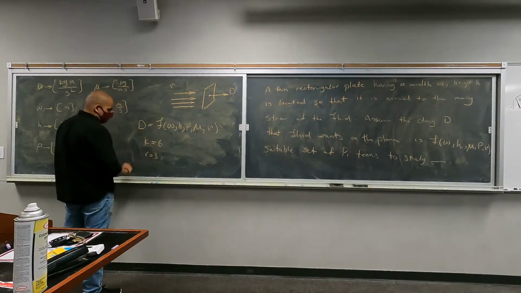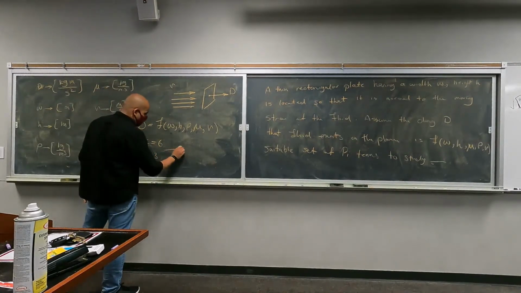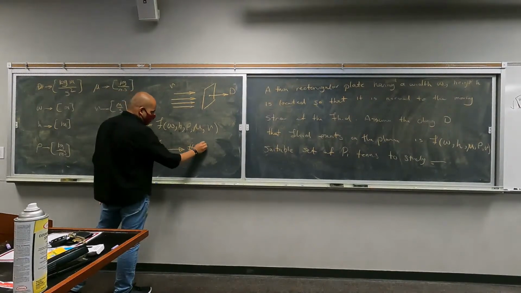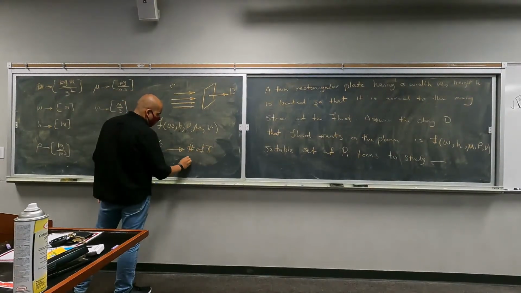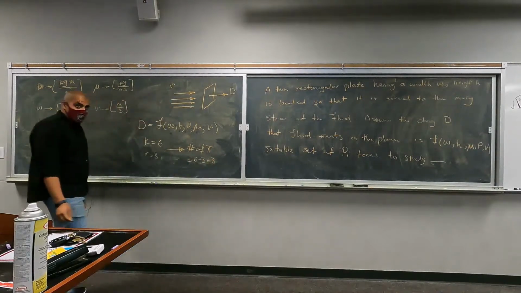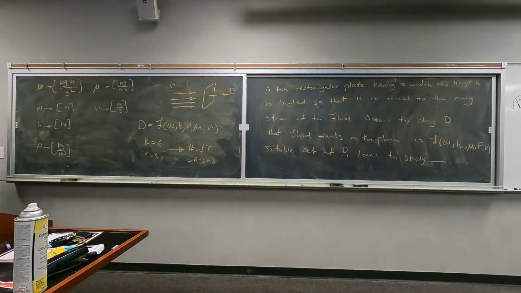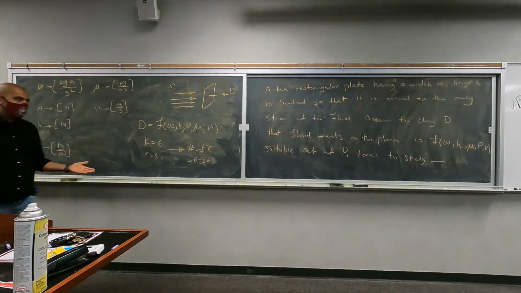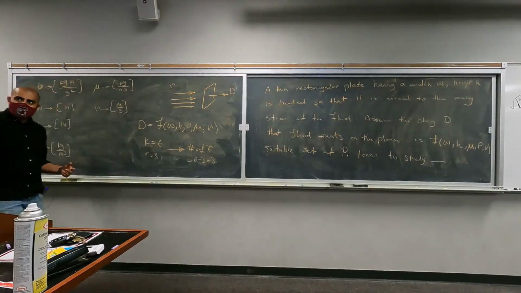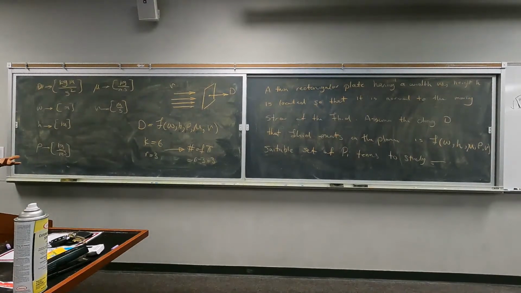R equals 3, which means that the number of pi terms is equal to 6 minus 3, which is 3. So we can reduce the variables from 6 to 3 variables, right? That's the idea. What is the next step here?